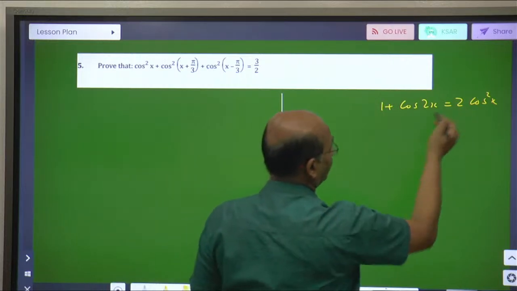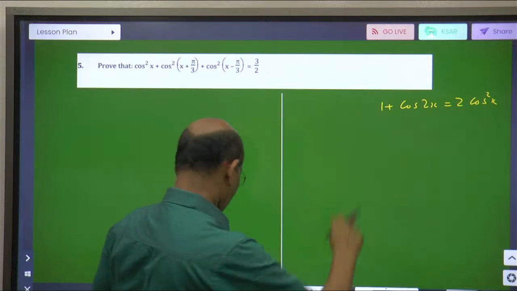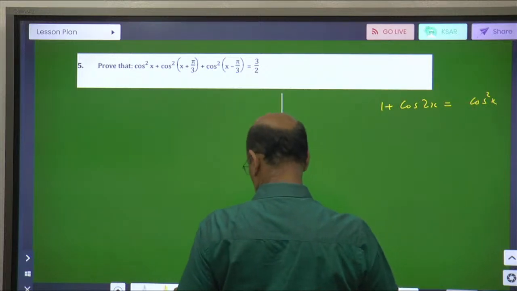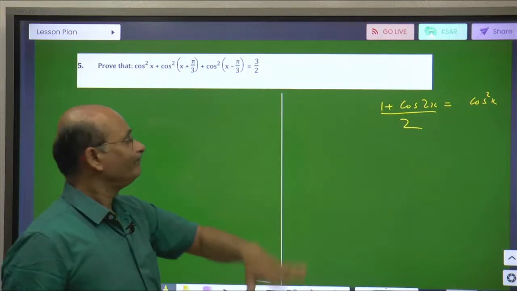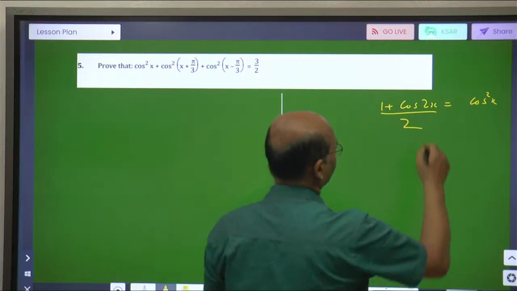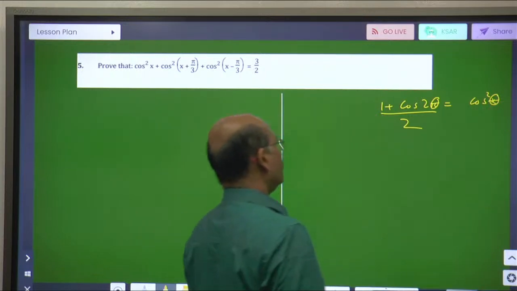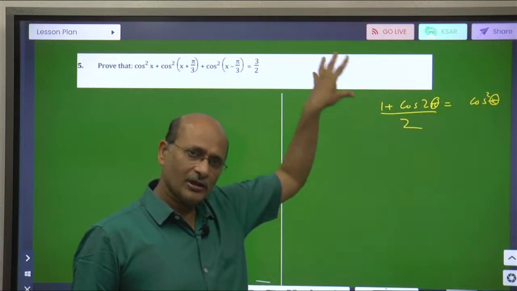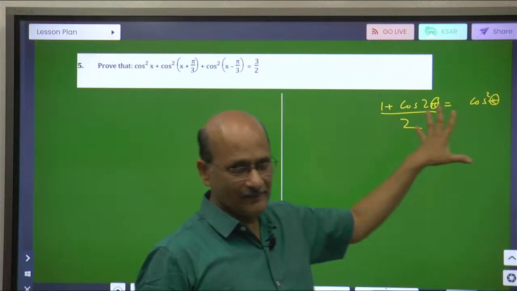If I want to take this 2 down, so cos square x, I'm just making it very simple for you. If I take this 2 down, upon 2. Finish, my job is over. Instead of x, you can say cos 2 theta, it becomes simpler. So cos square theta is 1 plus cos 2 theta upon 2, based on the standard formula of 1 plus cos 2 theta, which you are going to use very frequently in class 12. Very simple formula it is.